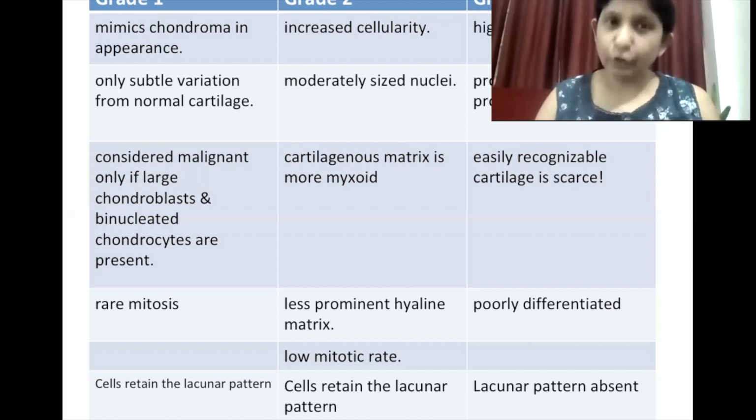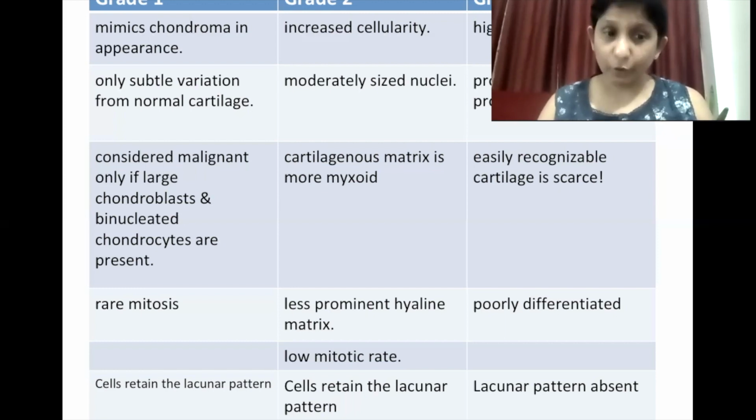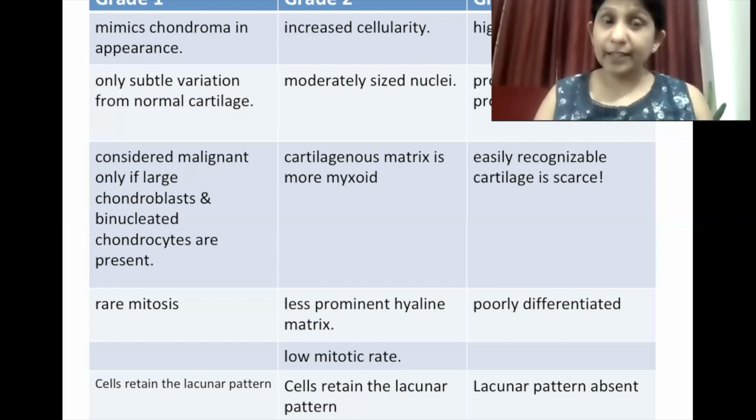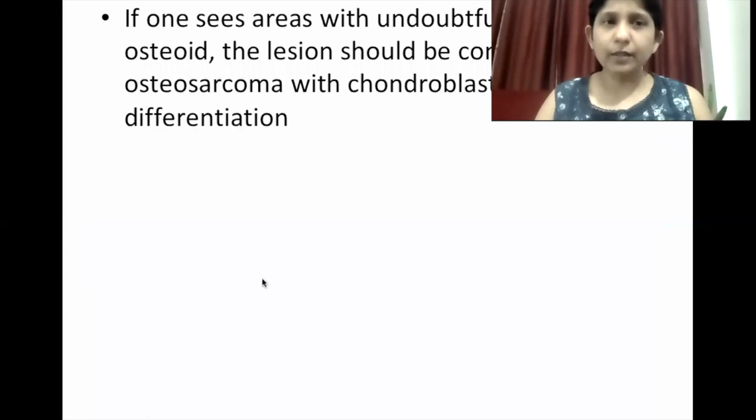There will be more mitosis in a high grade lesion because the proliferation of these lesions will be more. That is when we use the word poorly differentiated, because it does not resemble the parent tissue at all. Regarding the lacunar pattern, I told you that normally you will find chondrocytes inside a lacunae, arranged in pairs. This lacunar pattern will be absent in a high grade lesion because they no longer resemble the parent cell. So that's about the 3 grades of chondrosarcoma.